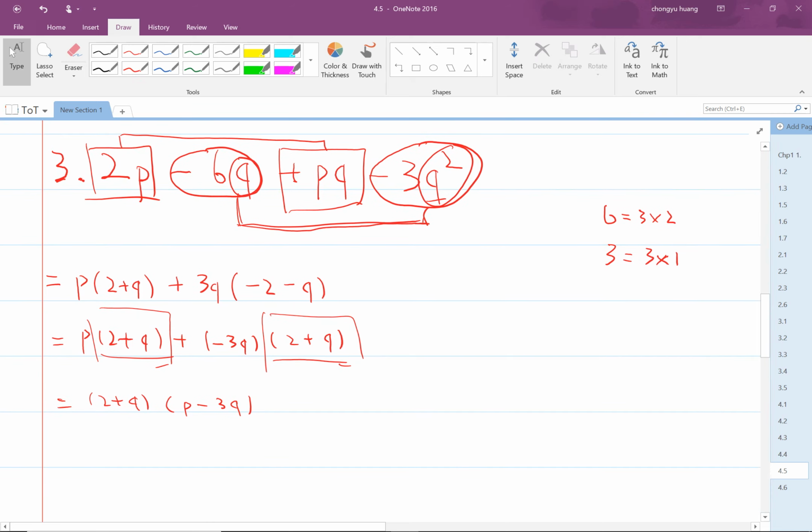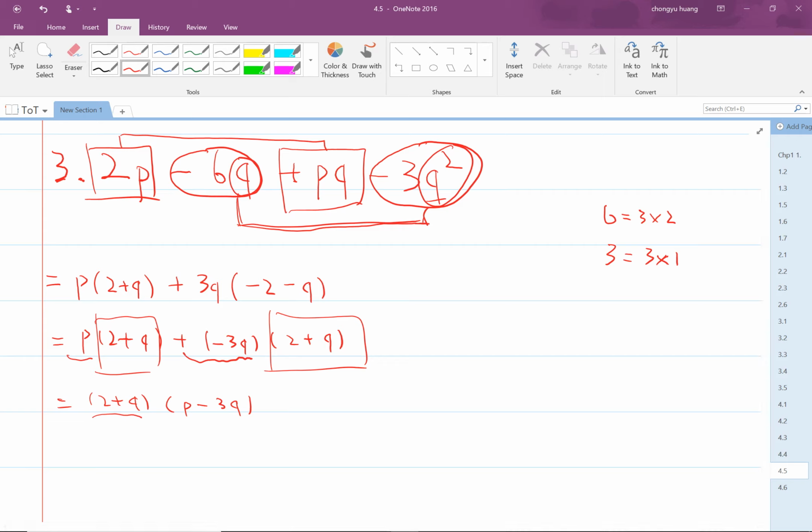Okay, so again, maybe I should repeat it a little bit. You can see over here we have 2 plus q on both terms, right? So 2 plus q will be the greatest common factor among those two terms. So you write down 2 plus q, and then you see we have a p and then a negative 3q. So you put that into the bracket to finish the factoring, so it becomes p minus 3q.